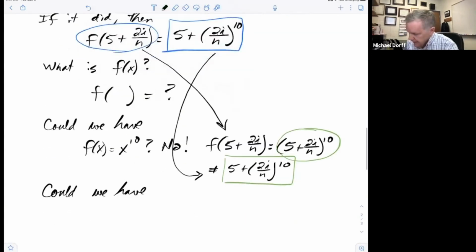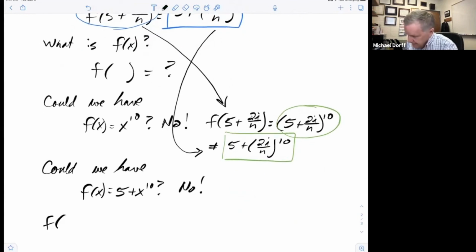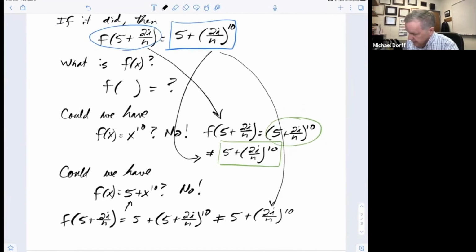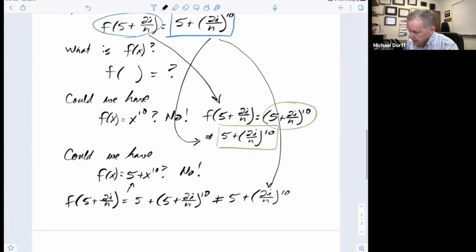Could we have f of x equal 5 plus x to the 10th? Well, again, no, because if I did that, then I would have f of 5 plus 2i over n. Plugging that into the formula for f of x that I have right up here, I would have 5 plus parentheses 5 plus 2i over n to the 10th. And that doesn't equal 5 plus 2i over n to the 10th, right? Which we have from here. Those aren't equal to each other. So we can't have a equal 5 in this case.